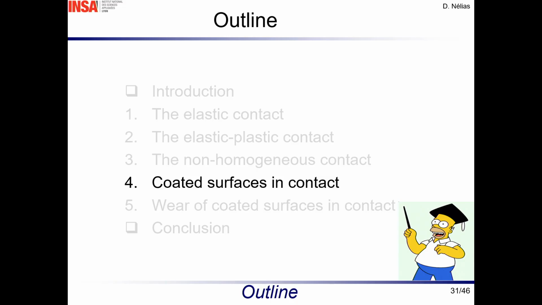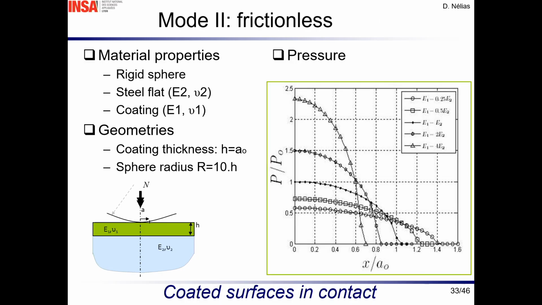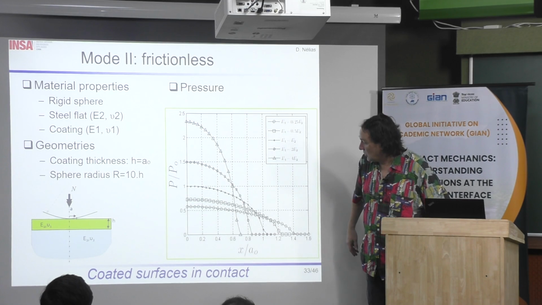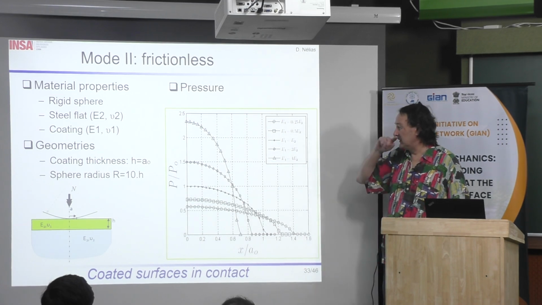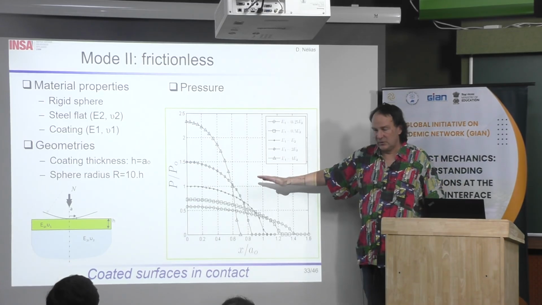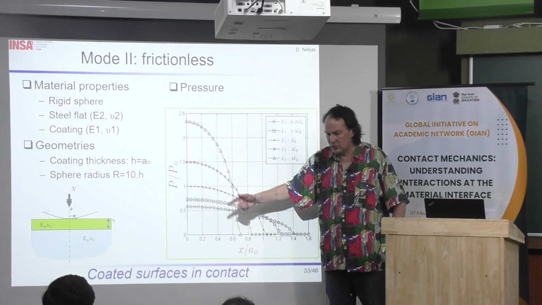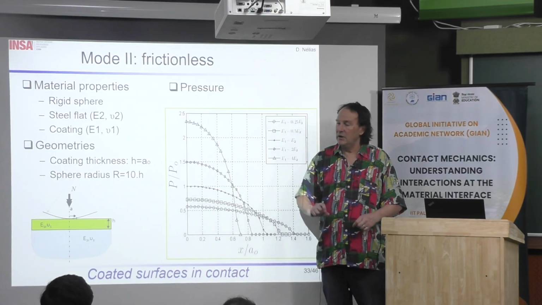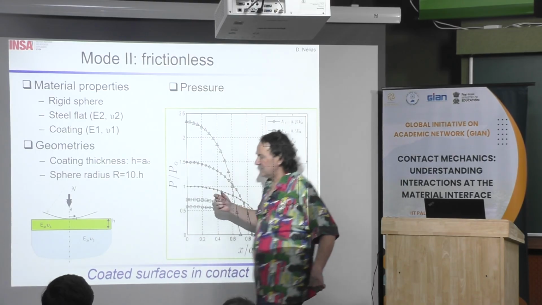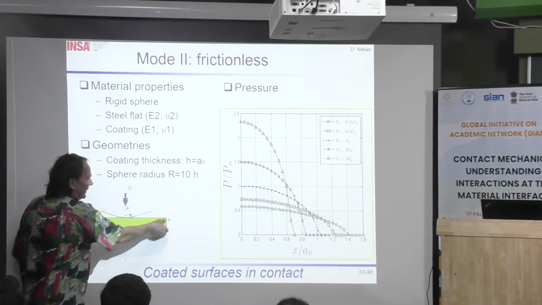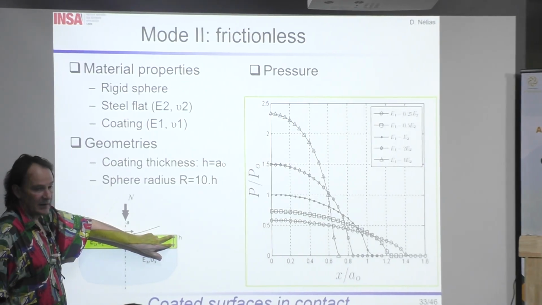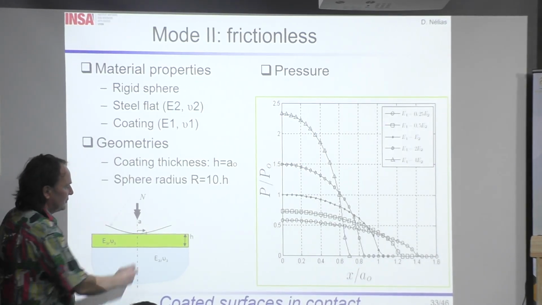Now about coated surfaces. This is the reference picture, taken from a paper from O'Sullivan in 1988. This is interesting to discuss quickly. In the O'Sullivan paper, they consider a coating for which the thickness equals the contact radius. Here you can see the thickness, h, in the reference numerical solution, h equals a.